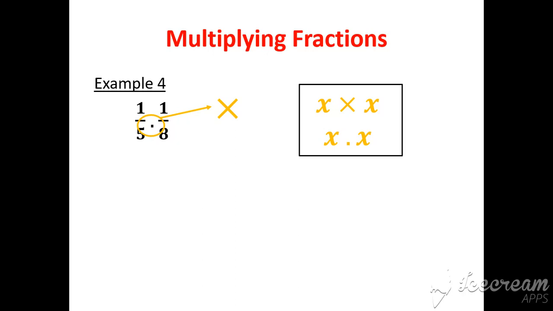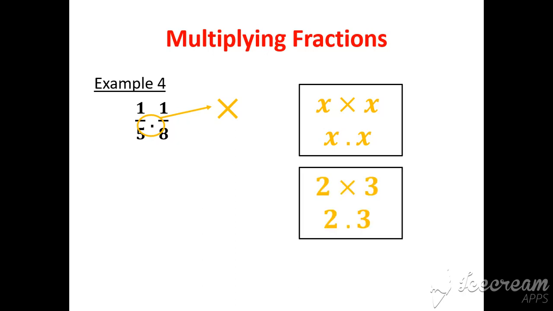Now, why do we use a dot? We use it a lot in algebra because it's difficult when people write x times x. People get confused with x's and times. So we often use dots in algebra to go x dot x, which means x times x. In this example, we're using it as a times, 1/5 times 1/8.